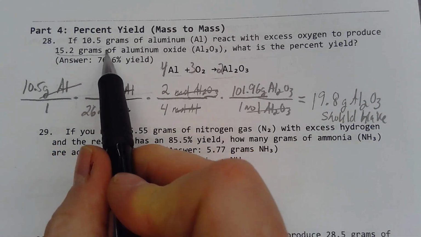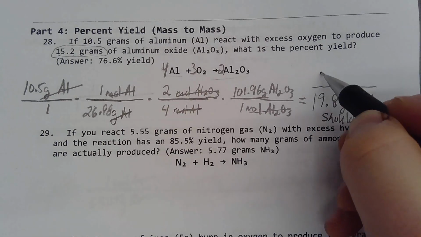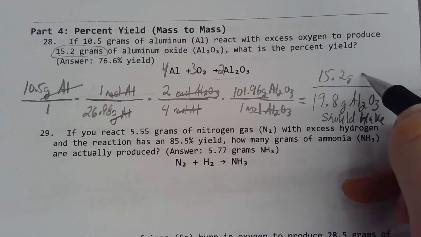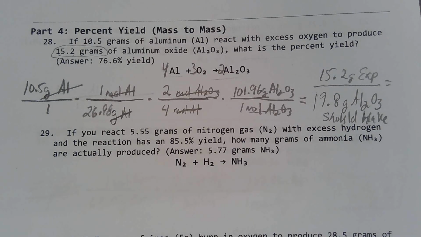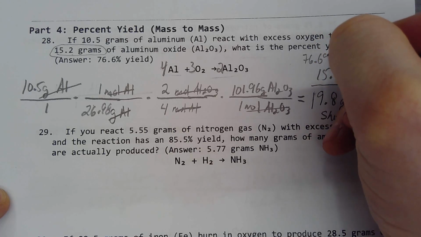The 15.2 grams is what we actually produced. So to figure out the percentage, we're going to take the 15.2 grams that we did in the experiment divided by the 19.8 grams of the Al2O3 that should have been produced to get a total of 76.6%.